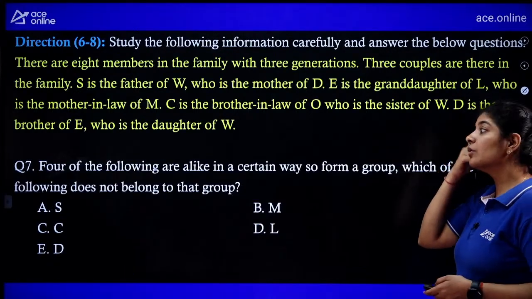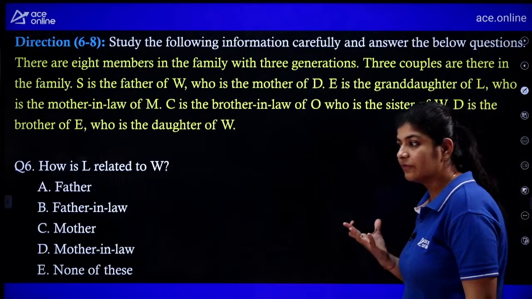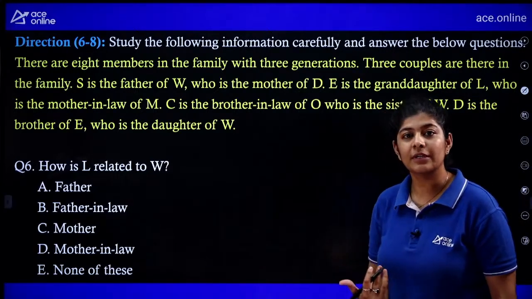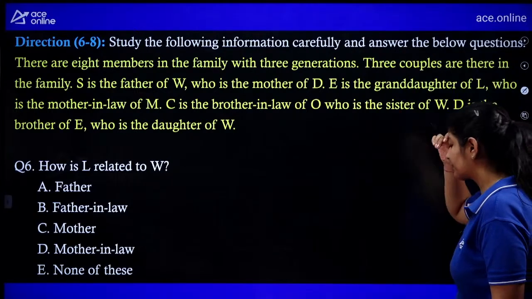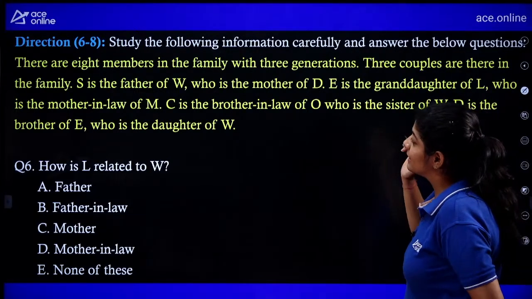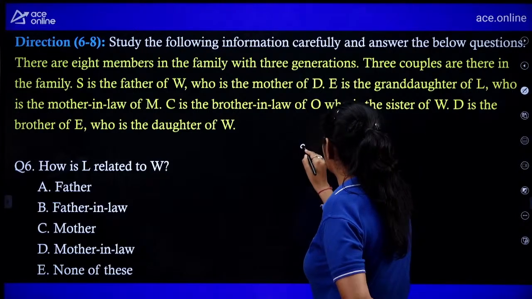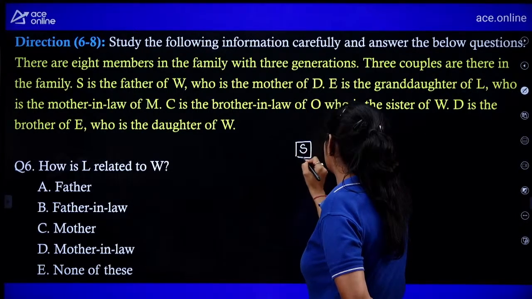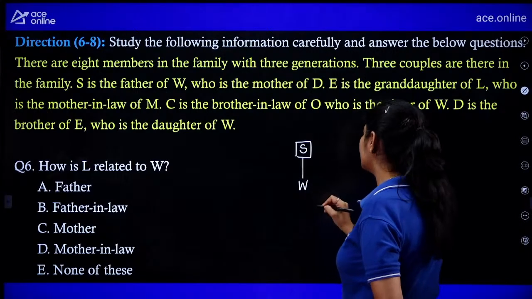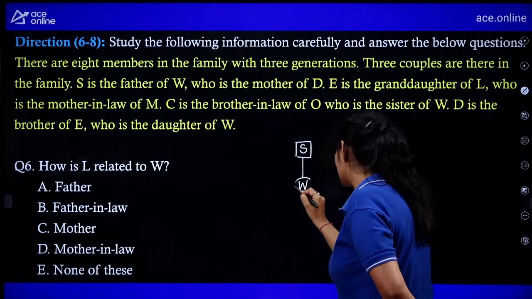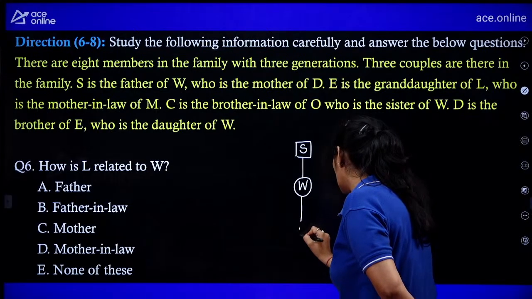So what we are going to do is draw the family tree first, and accordingly we need to give the answers, right? Okay, so let's start drawing it. The first clue says that S is the father of W. S is the father of W, right? Who is the mother of D? Now this W is the mother of D.